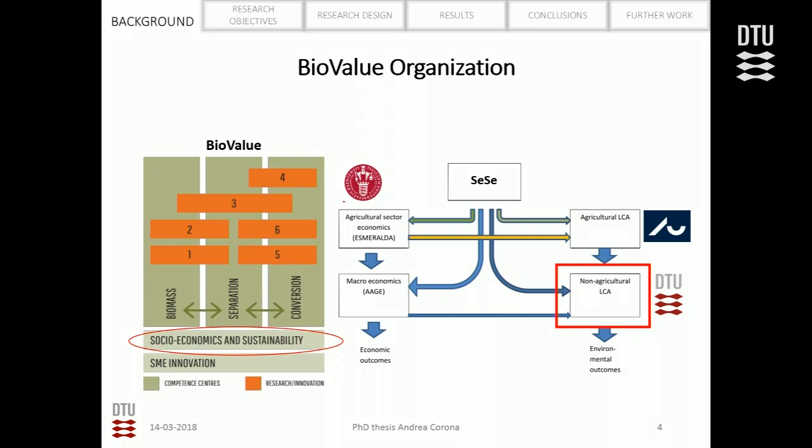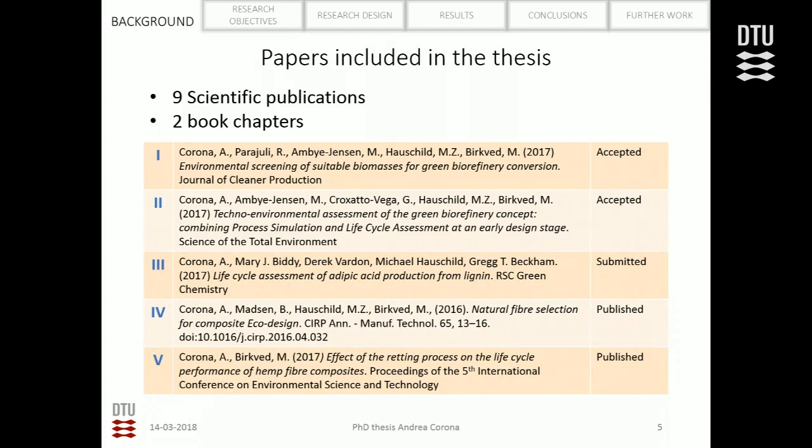And I was part of the Socio-Economic and Sustainability and Ethics group. The CESE group has been divided in 2 parts: the economic assessment carried out by Copenhagen University, while the environmental assessment has been divided in 2 parts, where the agricultural LCA, so the environmental assessment of the biomass, is carried out by Aarhus University, and we were in charge of the environmental assessment of the industrial part, so the separation and the conversion. During the last 3 years, 9 scientific publications have been done, almost all published or submitted, and also 2 book chapters.